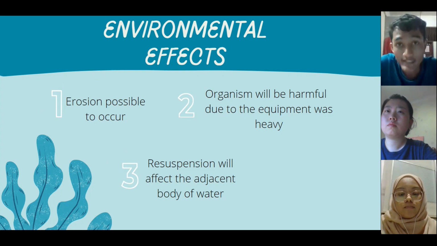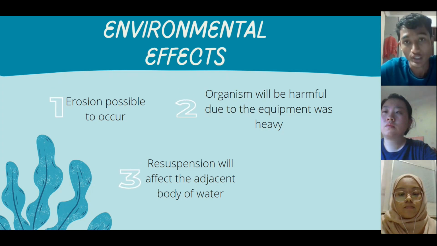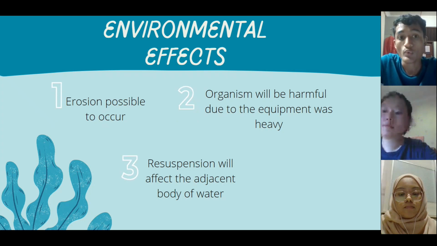So what is the environmental effect when using mechanical oil removal? As you know, mechanical equipment is very heavy. The first point is that erosion is possible. As we know, the objective of mechanical oil removal is to remove oil from the bottom sediment. Excessive removal of sediment will lead to erosion on the beach. And the second point is that organisms will be harmed because the equipment is heavy.